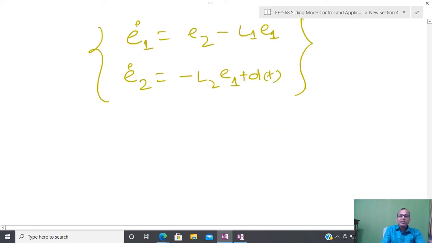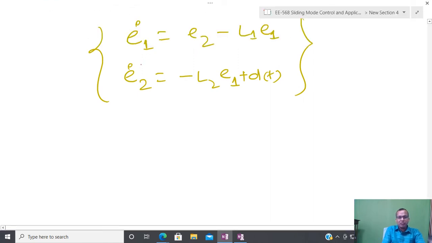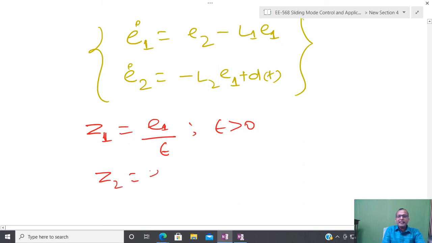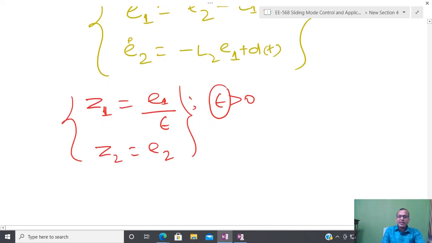Now you can see here that I have to introduce some kind of high gain observer, and I am assuming that there exists a transformation where Z1 is E1 by epsilon, where epsilon is greater than 0 and a very small quantity, and Z2 is exactly equal to E2. That kind of transformation I am going to introduce. And in terms of epsilon, I am going to select L1 and L2. That is our aim. So try to convert your dynamics into this particular form.